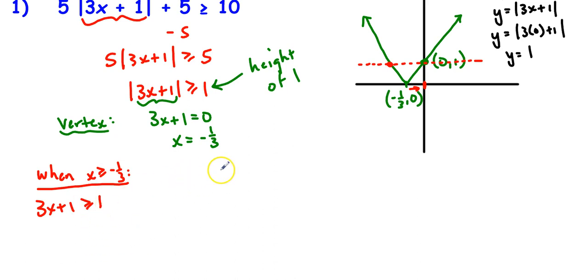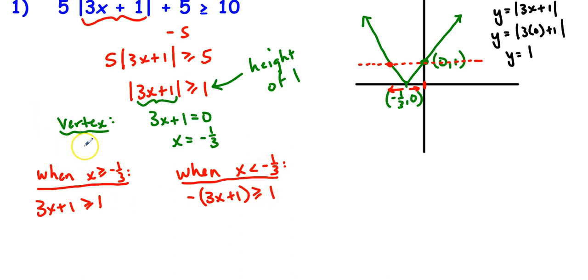The other case, though, is when we look to the left of the vertex. How do I say that mathematically or in symbols? We say when x is less than -1/3. Or again, in other words, when I look to the left of the vertex, this thing has a negative slope, and that's why we actually negate the function. So the opposite of 3x plus 1, we want to know when that has values that are greater than or equal to 1.